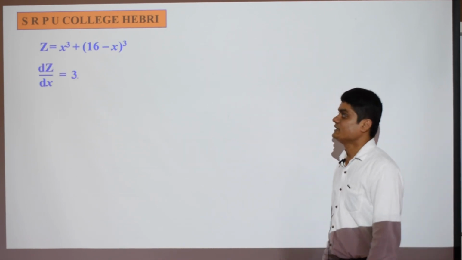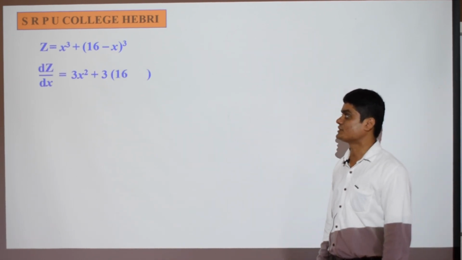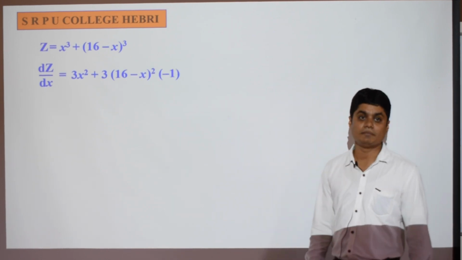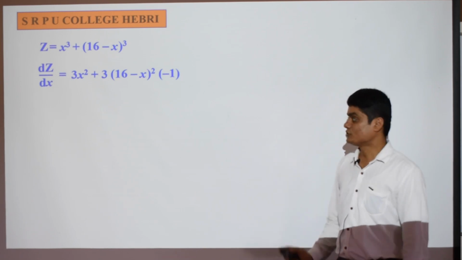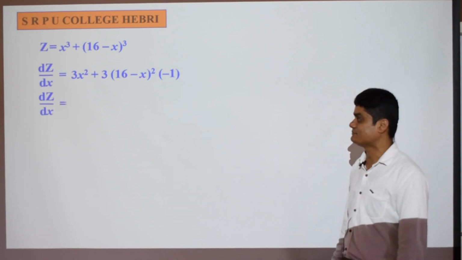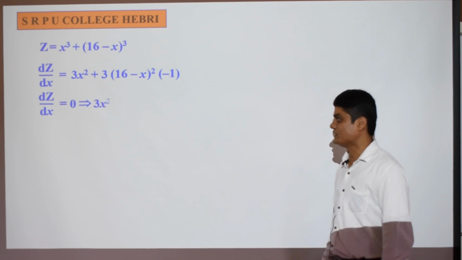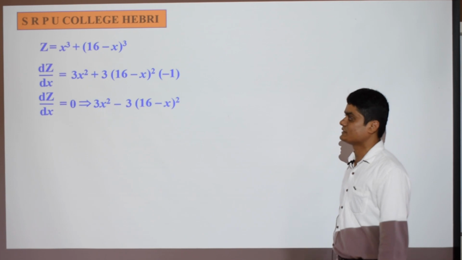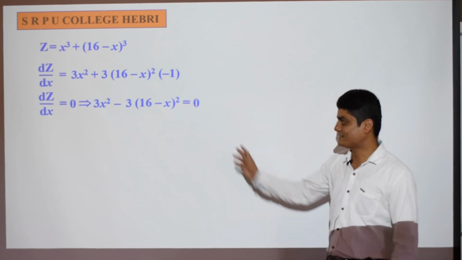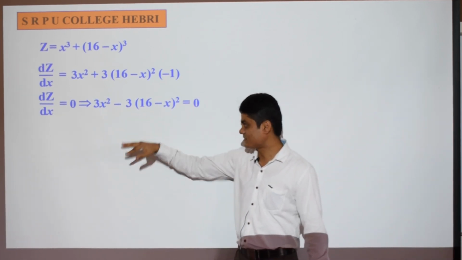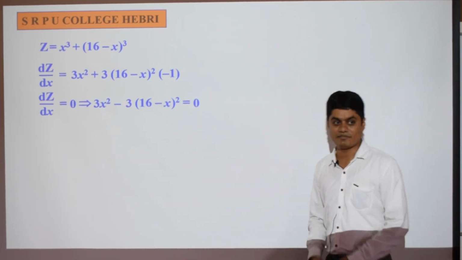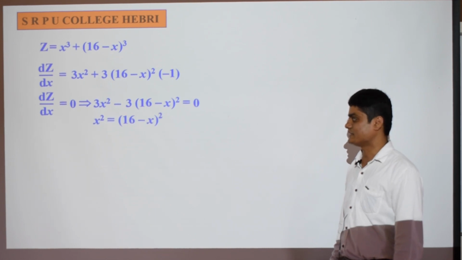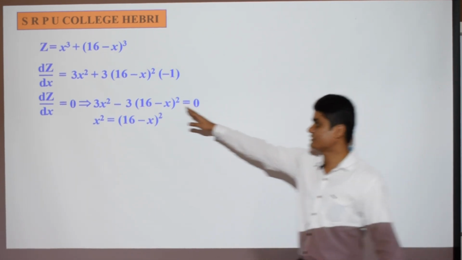On differentiating, what do we get: 3x square plus 3 into 16 minus x whole square into the differentiation of 16 minus x, which is equal to minus 1. Okay, so this is the differentiation, and equate it with 0, or simplify first. One and the same, so equate with 0. When you equate with 0, you will get 3x square minus 3 into 16 minus x whole square is equal to 0. To find x it is easy. Take 3 outside, then you can get the value of x very easily. Observe carefully. So x square equals 16 minus x whole square.